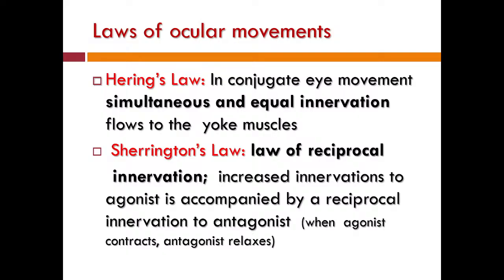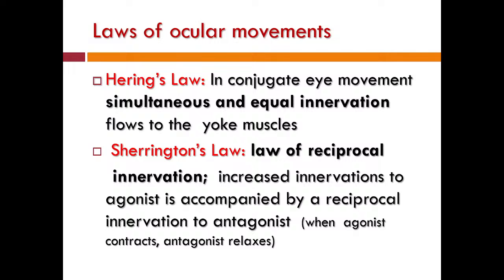So, when the agonist contracts, the antagonist has to relax. Inhibitory impulses should go to the antagonist muscle, then only that movement is possible. I told you Duane's retraction syndrome, simultaneous innervation flows to both medial and lateral rectus. So, on attempted lateral abduction, the eyeball gets retracted because both the muscles are contracting simultaneously, as it is not getting inhibitory impulses. So, the eyeball gets retracted, the eyelid droops down, the patient has a narrowing of the fissure when looking to the lateral side. This is how we diagnose this syndrome. It is a congenital condition. That is the importance of these laws.